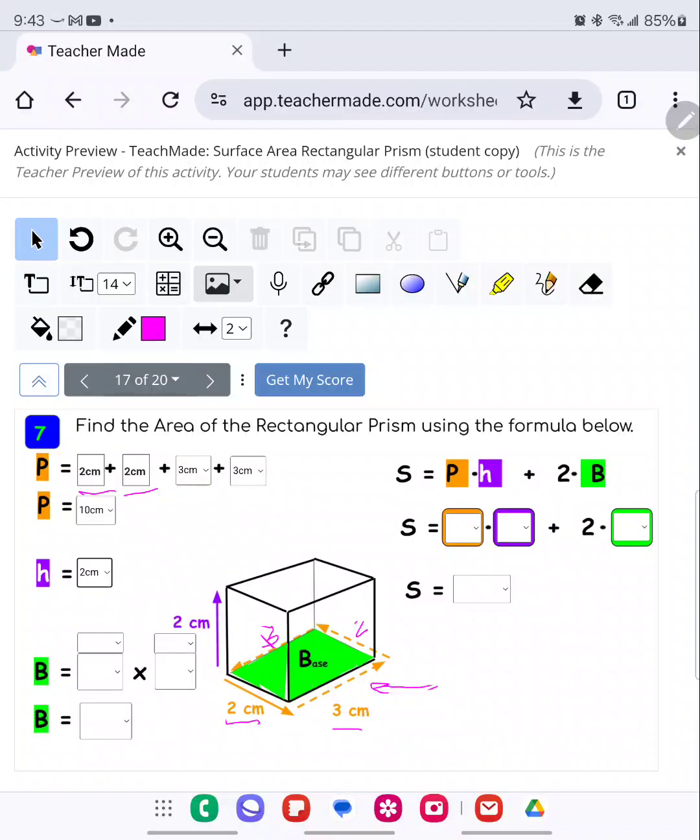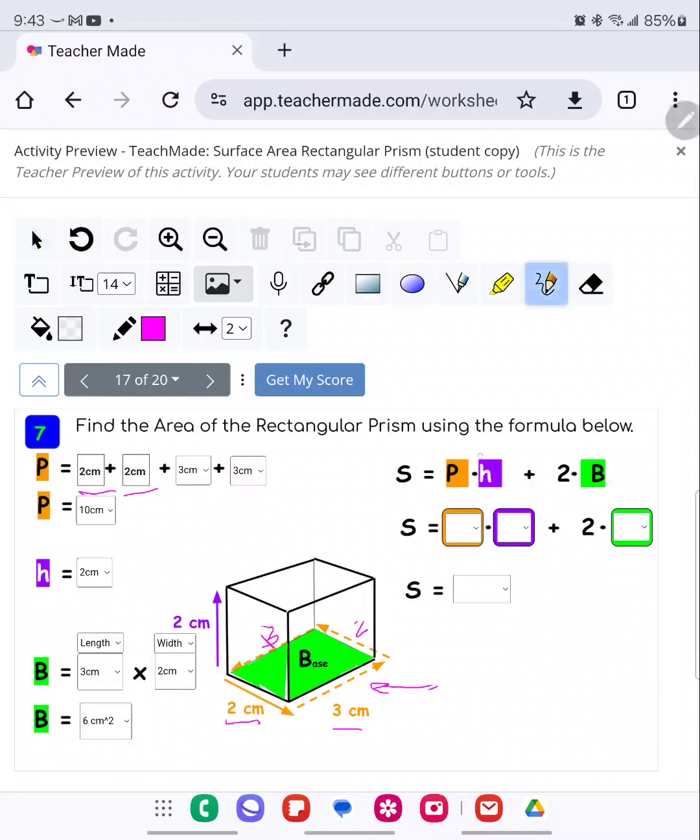Now, the bottom of the box for the area of the base is length times width, right? So put length times width. So what's the length? We know that it's 3 centimeters long, right, at the bottom. So you're going to put 3. And then the width is 2. So what's 3 times 2? It is going to be 6 centimeters squared. Very good. Okay, we have all our data, guys.